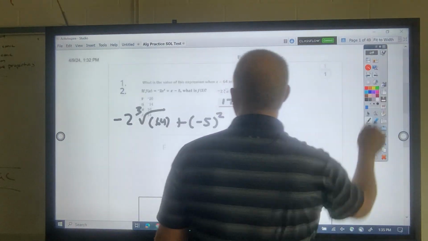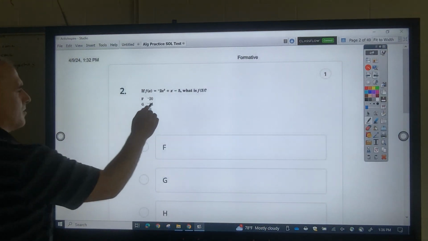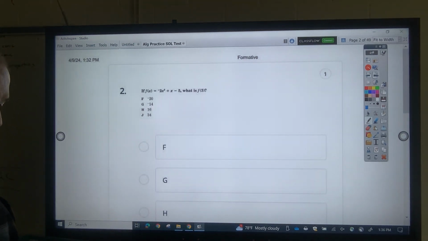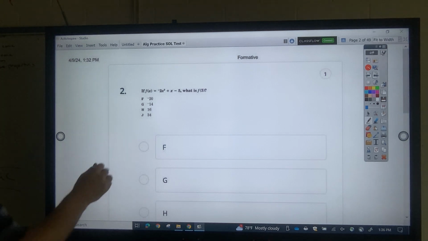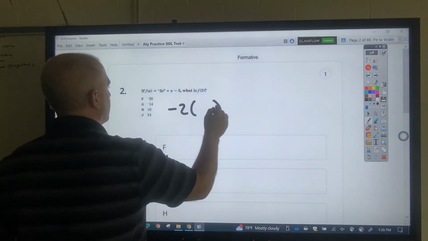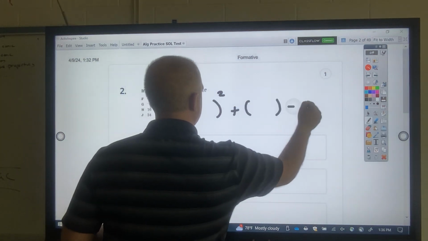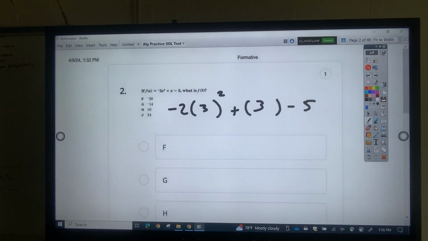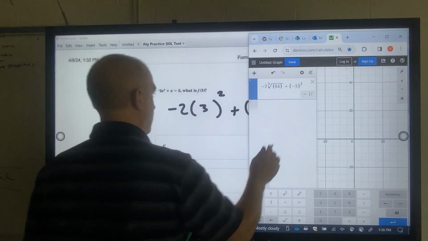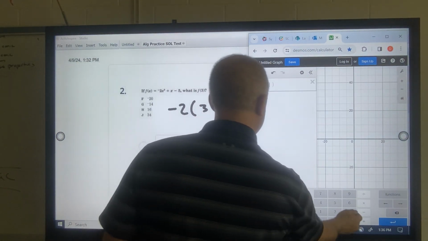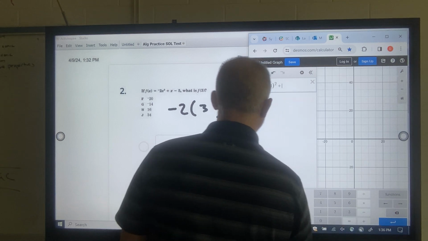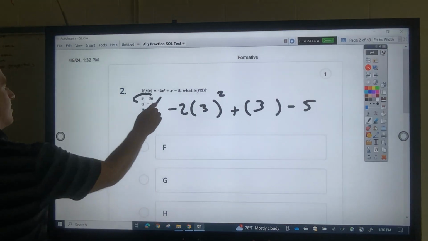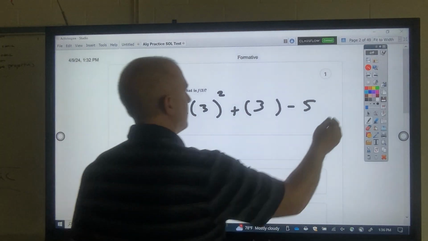Question number 2. What I'm going to do with question number 2 is put the 3 in every spot where there's an x. So what I want to do is -2, parentheses, squared, plus parentheses -5. So I want to put that 3 into that spot. So I got -2, parentheses 3 squared, plus parentheses 3 minus 5. That's -20, which is question F.